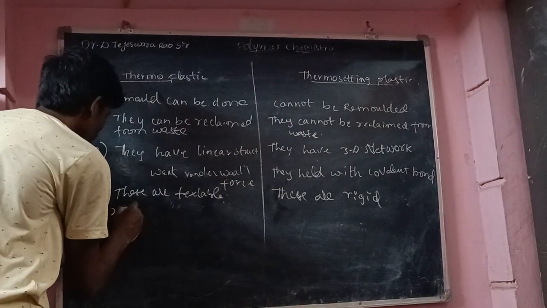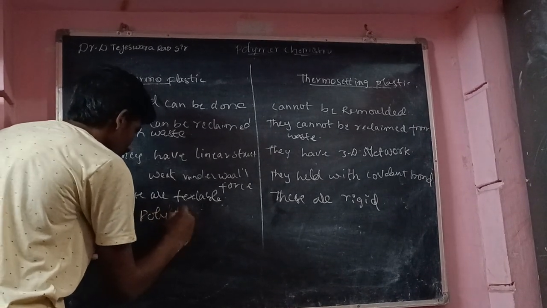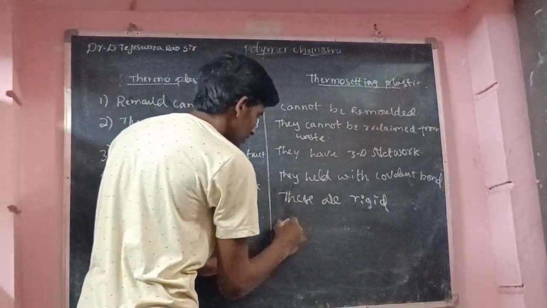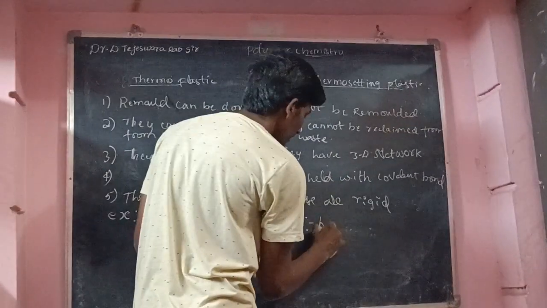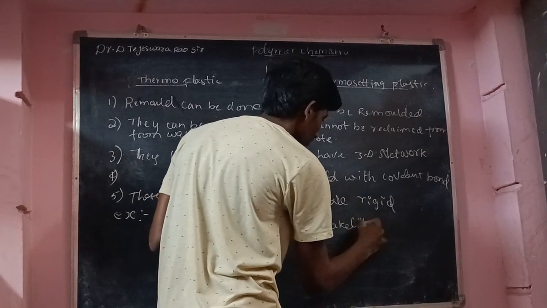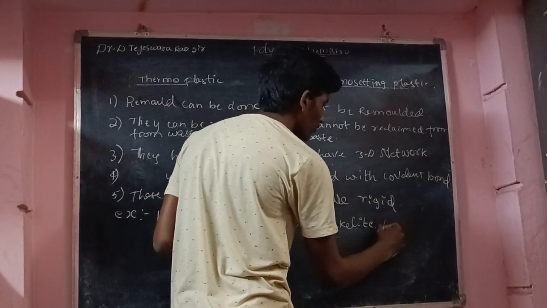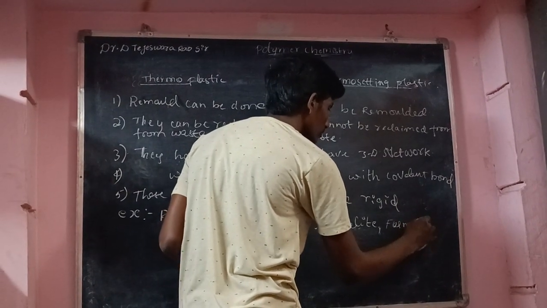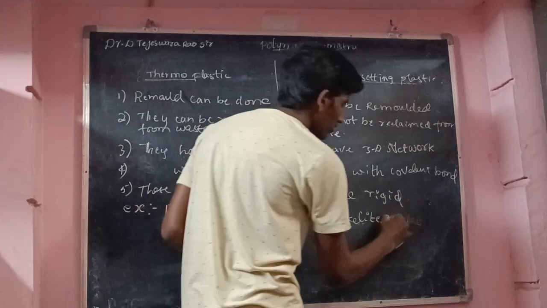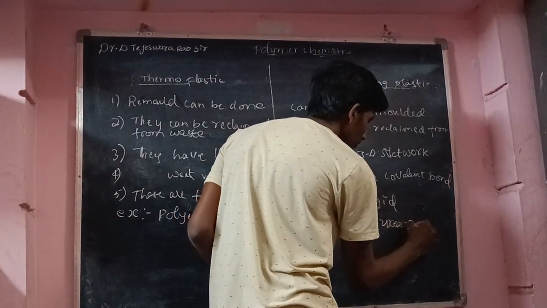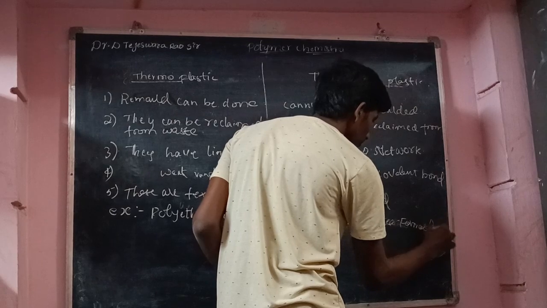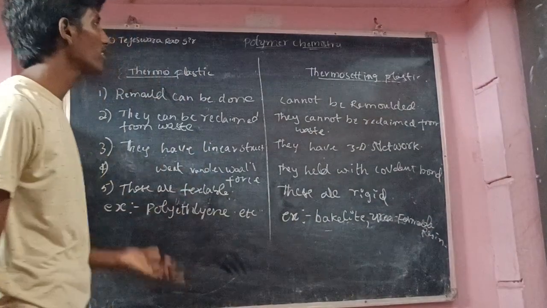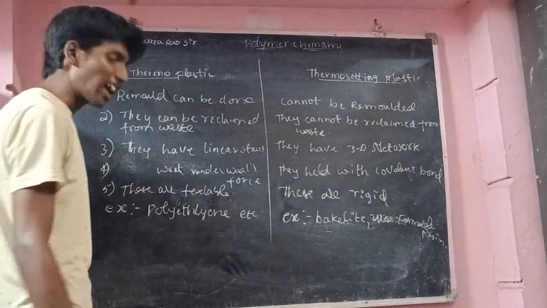Examples: polyethylene and so on. And examples for thermosetting plastic are bakelite and urea formaldehyde resin. And these are the properties of thermoplastic and thermosetting plastic. And let's move on to conducting polymers.